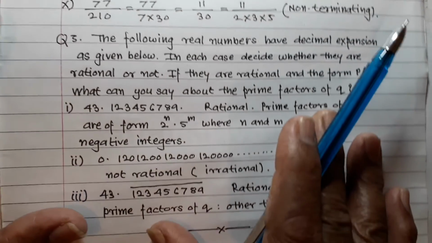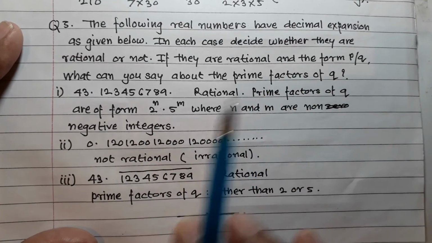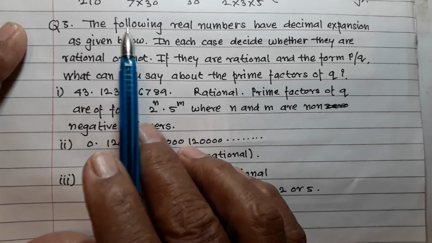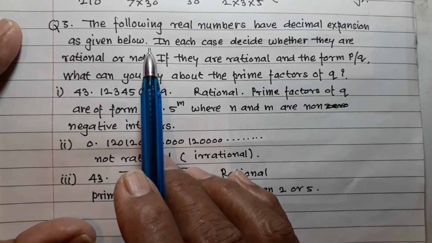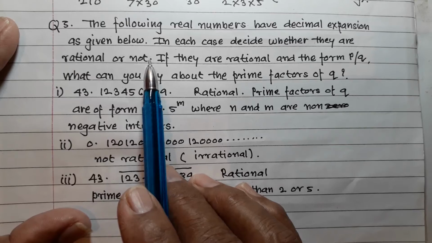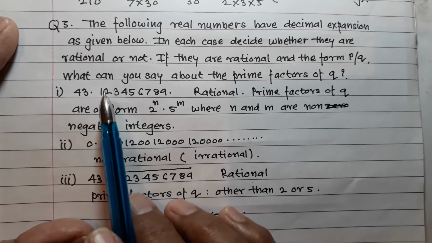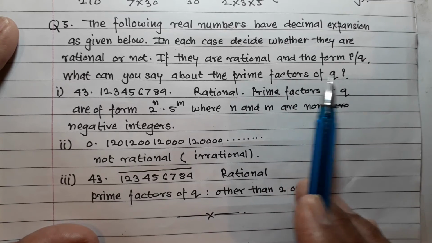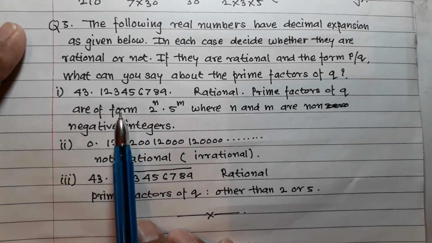Okay. Question number 3. Now this question is slightly complicated. Try to understand. Question number 3: The following real numbers have decimal expansions as given below. In each case, decide whether they are rational or not. If they are rational and of the form p upon q, what can you say about the prime factors of q? Okay. Now observe this number properly.